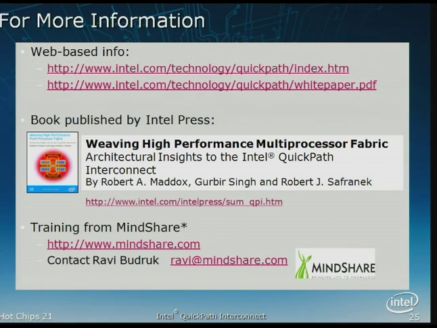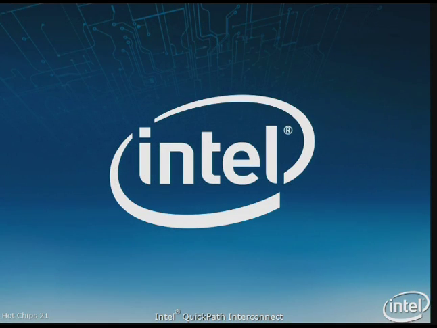For information, there is a white paper at that website. There is a book. I'm told it's available this week. I don't know what that means. I don't know if that means today is Sunday, it's available today, or it's Friday at 11:59 p.m. But it'll be available via Intel Press and through Amazon. And there's also a Mindshare class taught by Mindshare. Are there any questions?